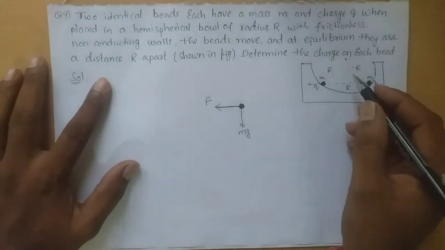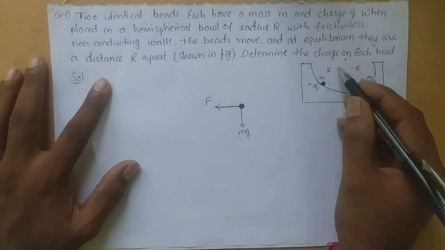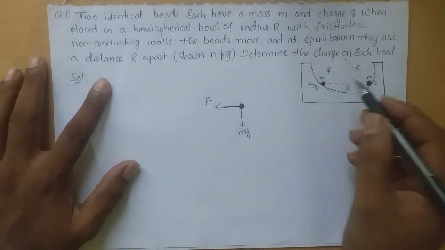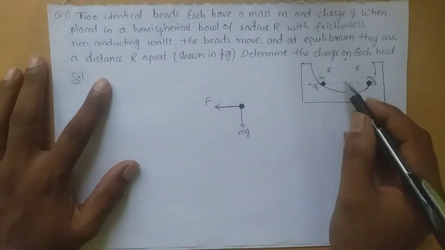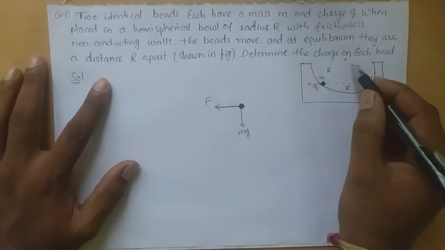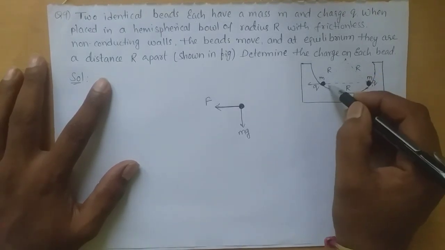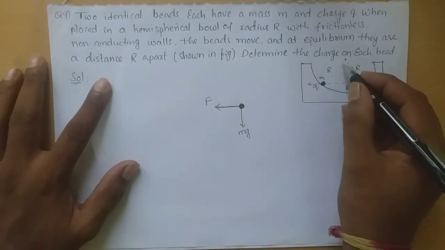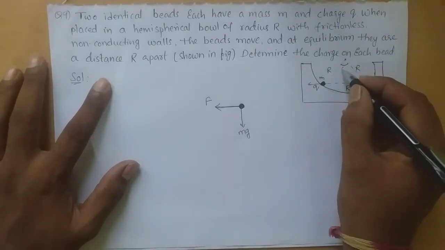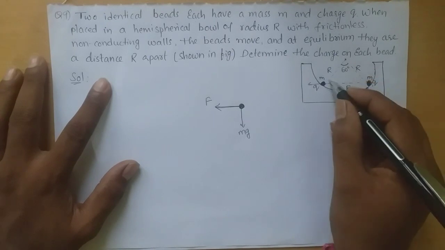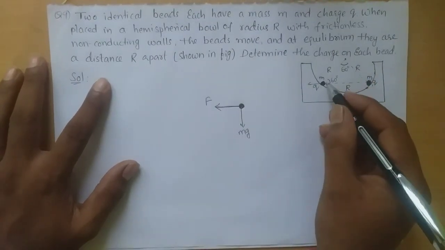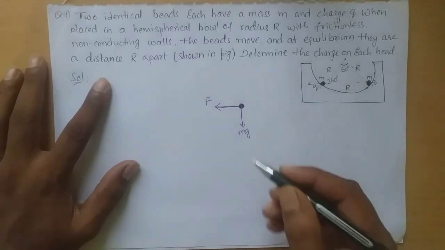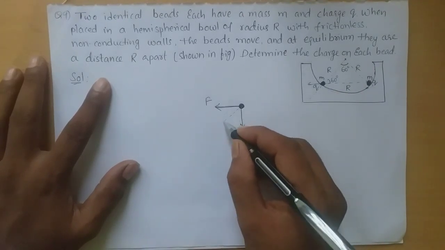Now see here, this is the radius of the hemispherical ball, R. The distance between these two beads in equilibrium is also capital R. Here this is R, here this is R, this is also R. That means this is an equilateral triangle, and each angle is 60 degrees. This is also 60 degrees. Now I am extending this one in this direction.